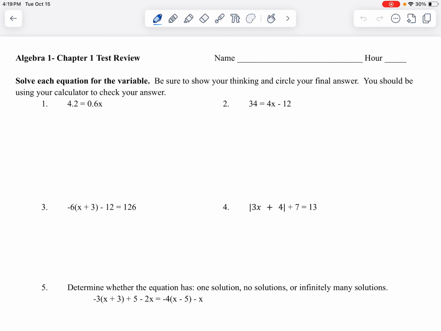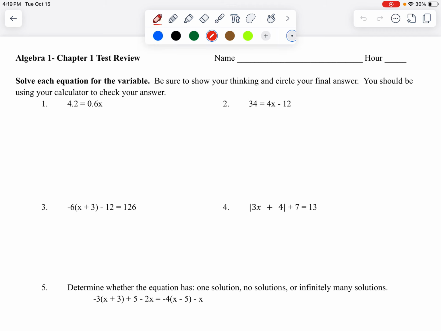So these first few equations, we're just going to be thinking about order of operations, how we get the variable by itself, and some different methods and things we need to think about. So number one, I've got 4.2 equals 0.6x. So x is my variable I'm trying to get by itself. And the thing I need to remember in this case is that 0.6x means there's multiplication there. We don't see it, but that means 0.6 times x.